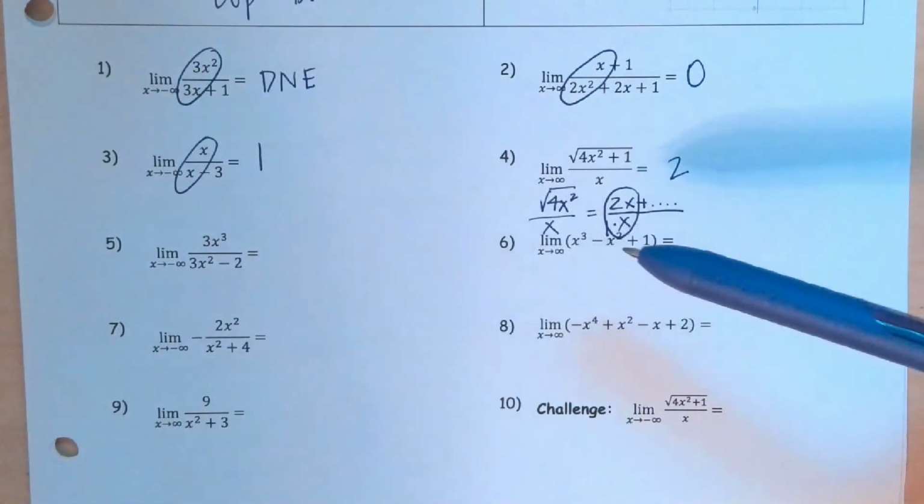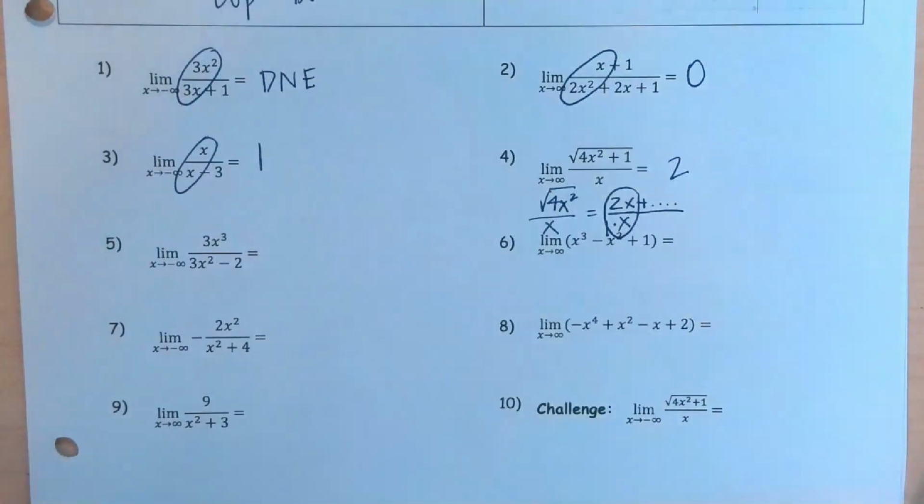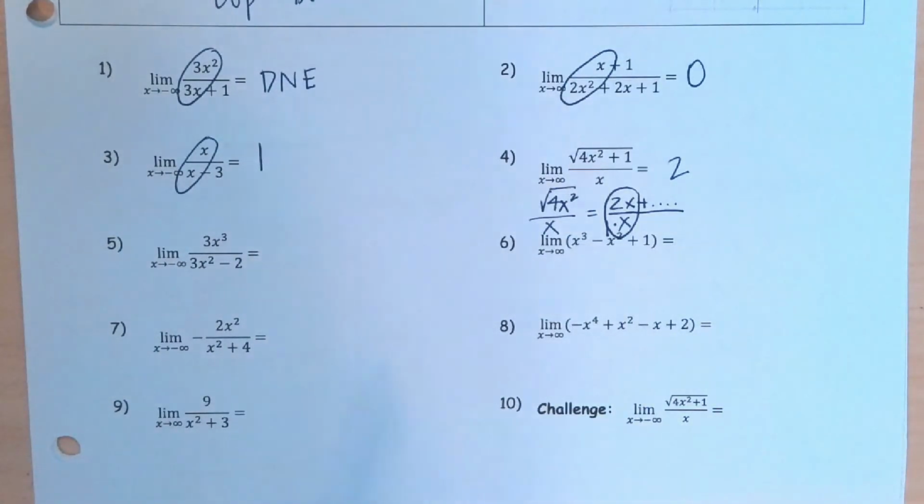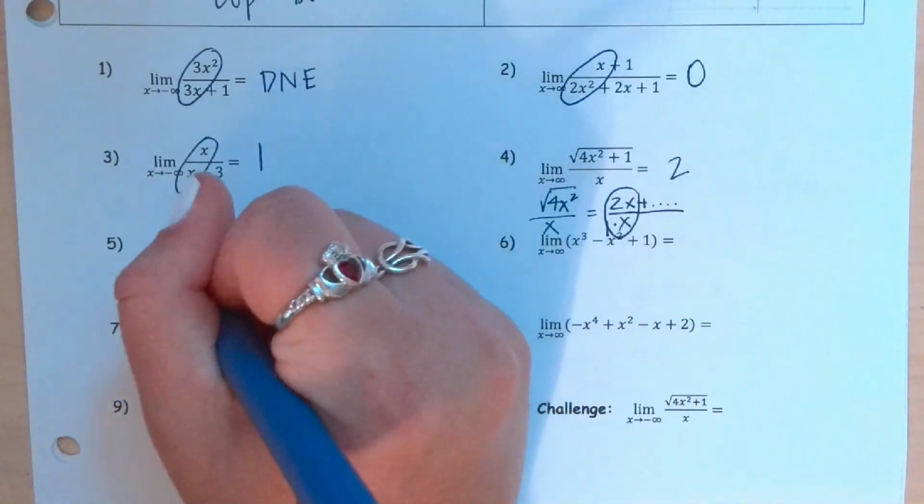This is the only instance in which you can do that, okay? So don't go running around thinking you can do that for all your future problems. No, just when you have the square root situation, you're only focused on your highest degree. Okay? Number 5. Go ahead and circle that.